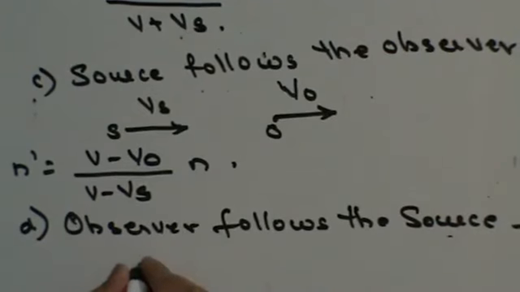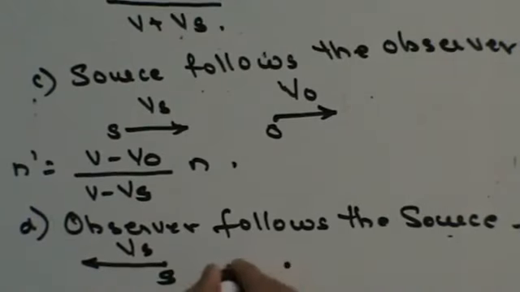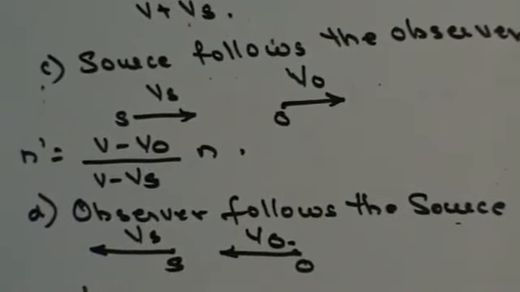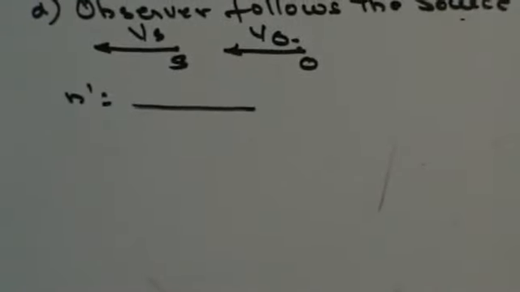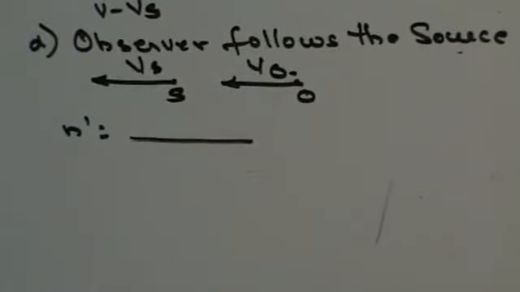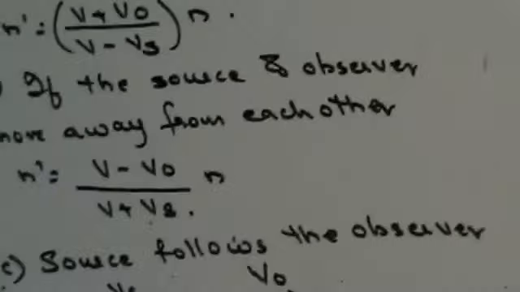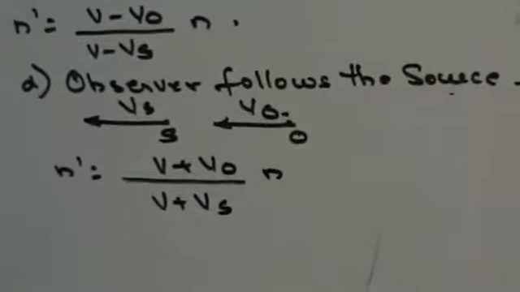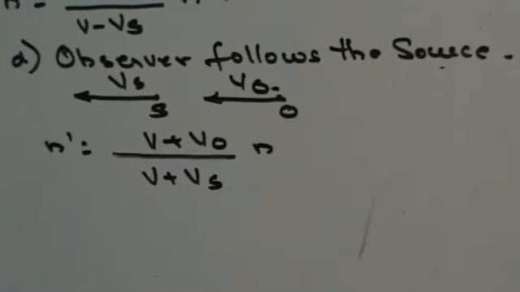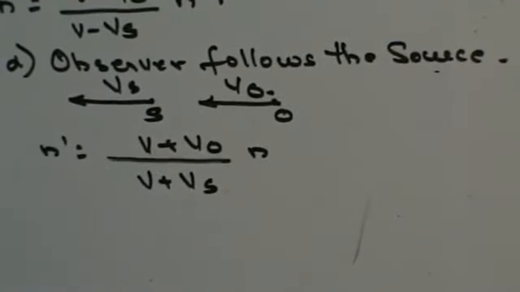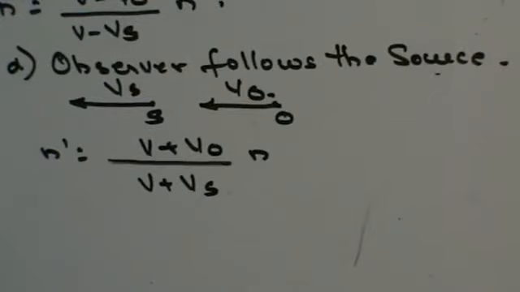Observer follows the source. That means the source is moving outwards with a velocity of Vs, and the observer is going to follow it. So the apparent frequency is going to be, since the source is moving away from the observer, V plus Vs in the denominator. Since the observer is moving towards the source, my numerator will be V plus V0, into N. So those are the frequencies that are going to be heard when the source and the observer are moving towards and away from each other. Fine, do we get this thing here?